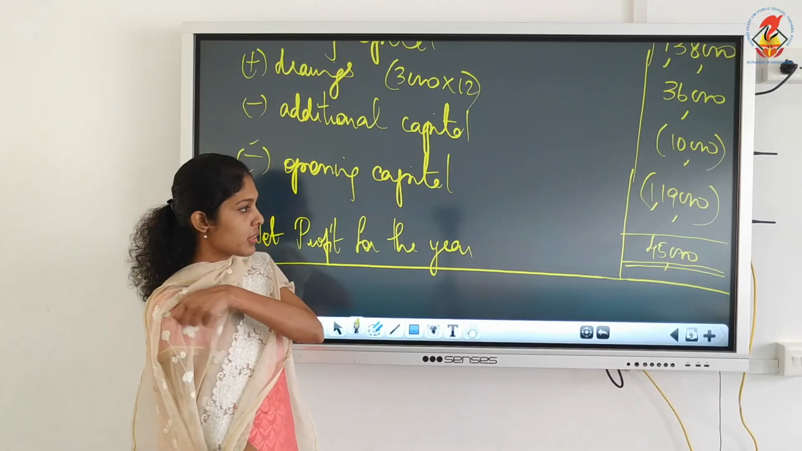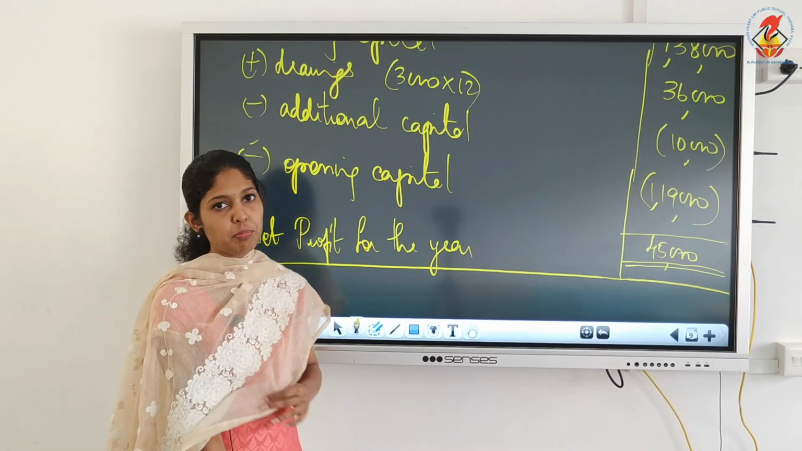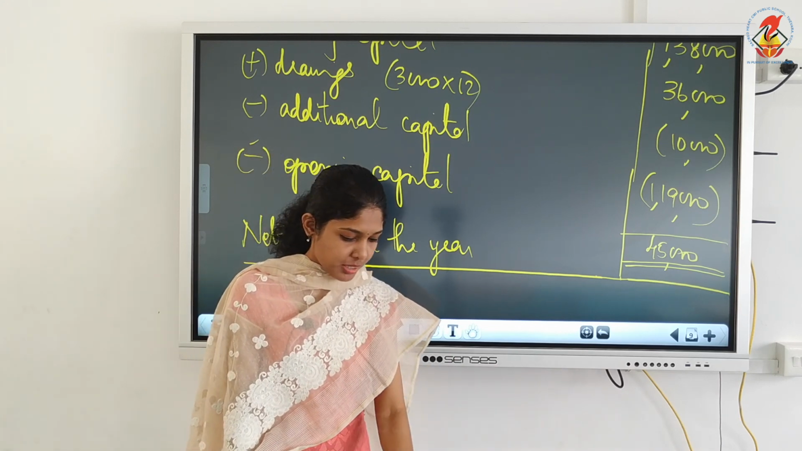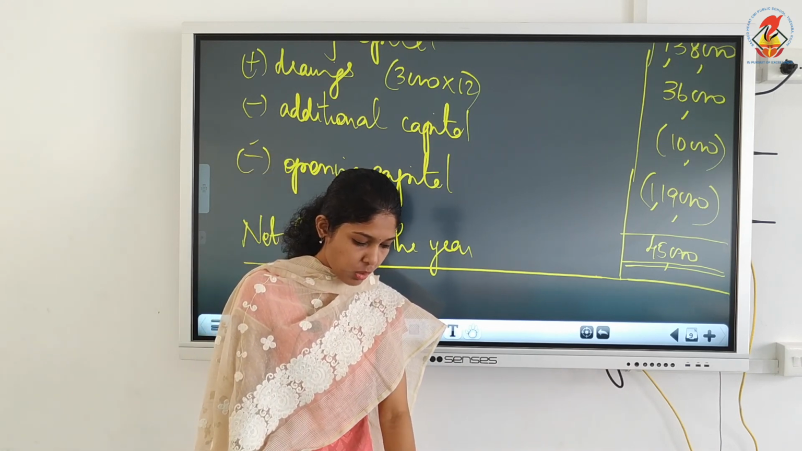Okay, so we got the profit. Here we just have to apply the formula. Once we get the closing and opening, it's easy. Then we'll work out illustration 5.